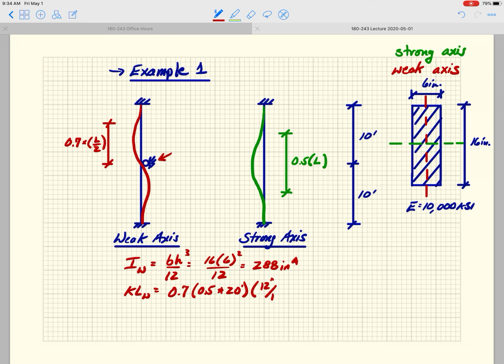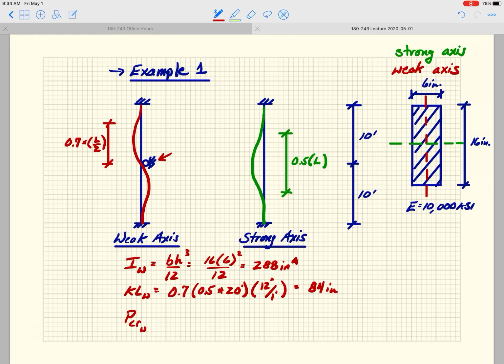I also need to multiply this by 12 inches per 1 foot. So this ends up being 84 inches. So one of the keys with this is just keeping your units straight. If the length units are in terms of inches, then all the length units have to be in terms of inches as well, right?